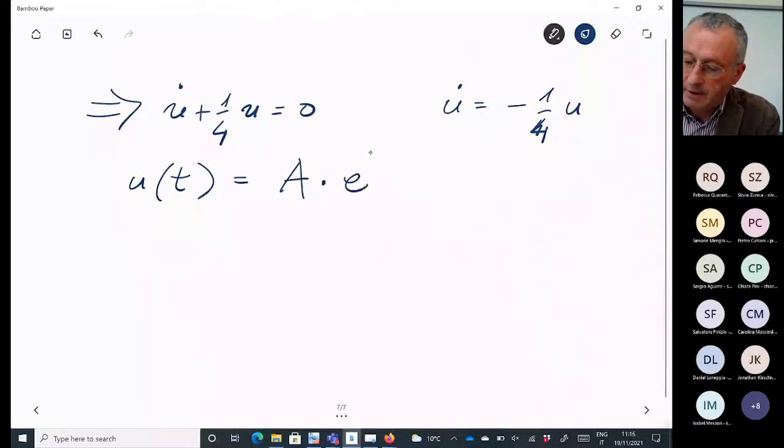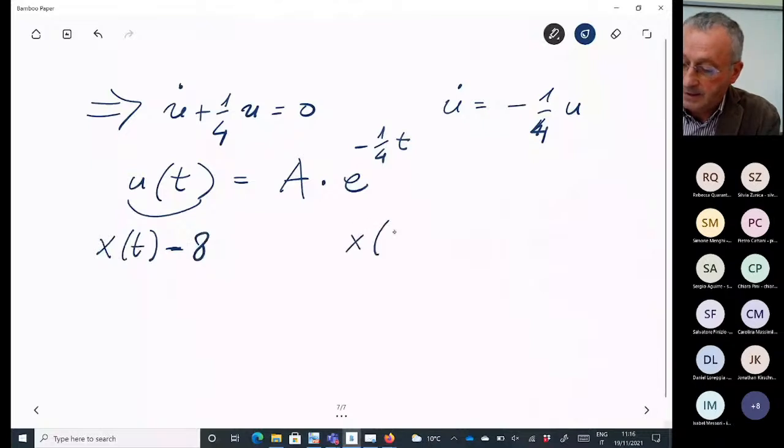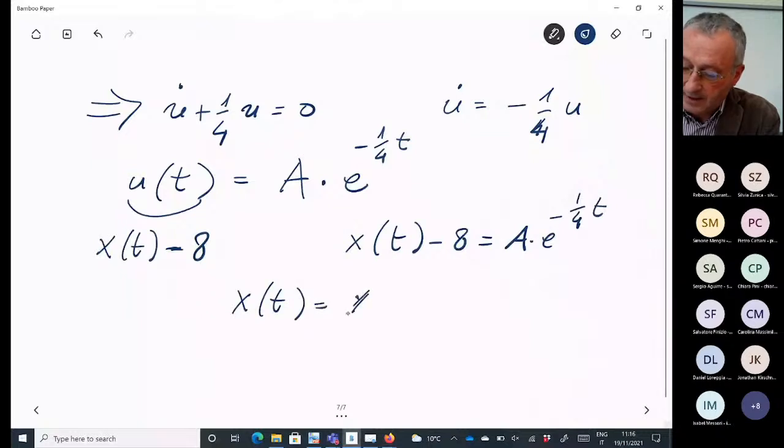Okay? Now replace again u with its definition, x(t) minus 8. We get x(t) minus 8 is equal to a times exponential minus 1 over 4t. Finally, x(t) is equal to a times the exponential minus 1 over 4t plus 8.